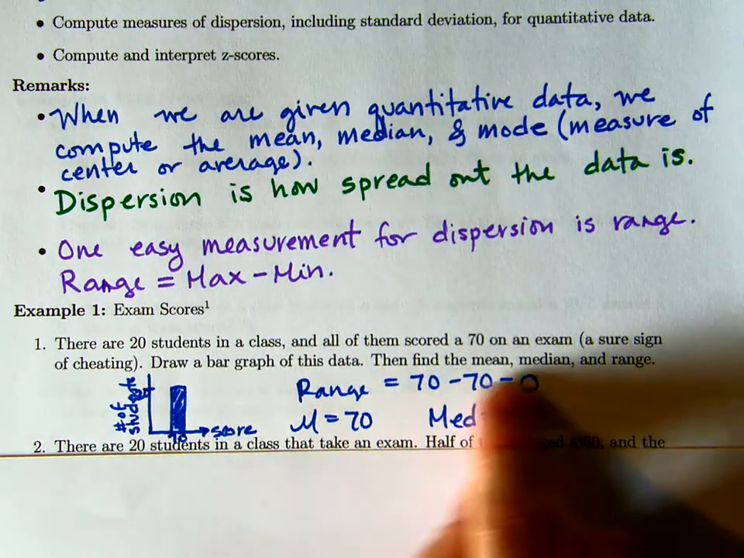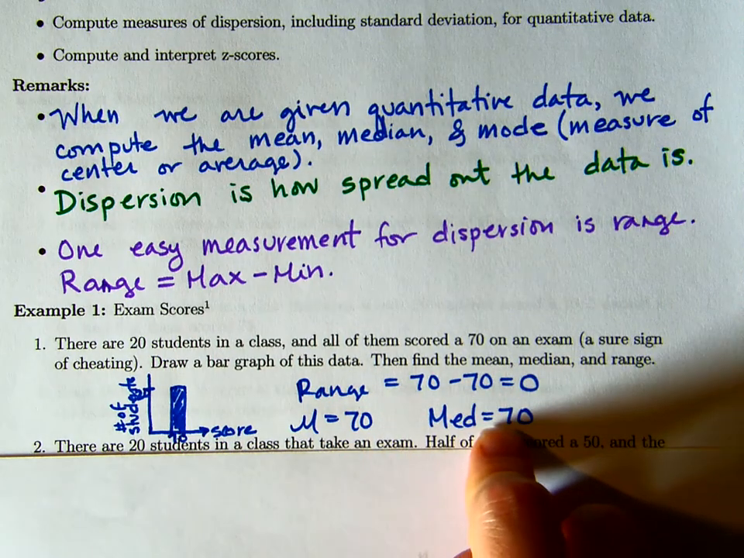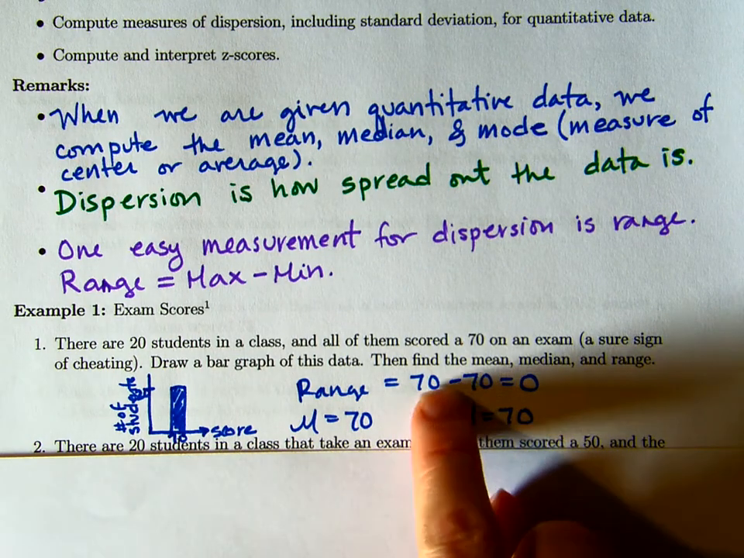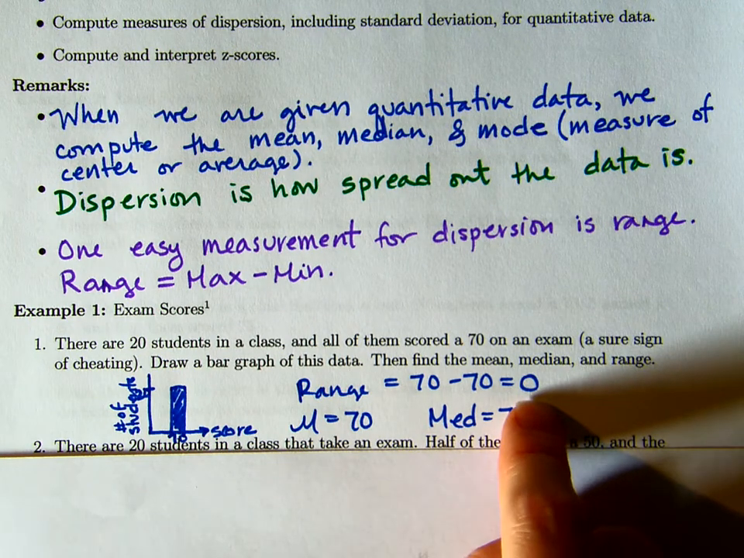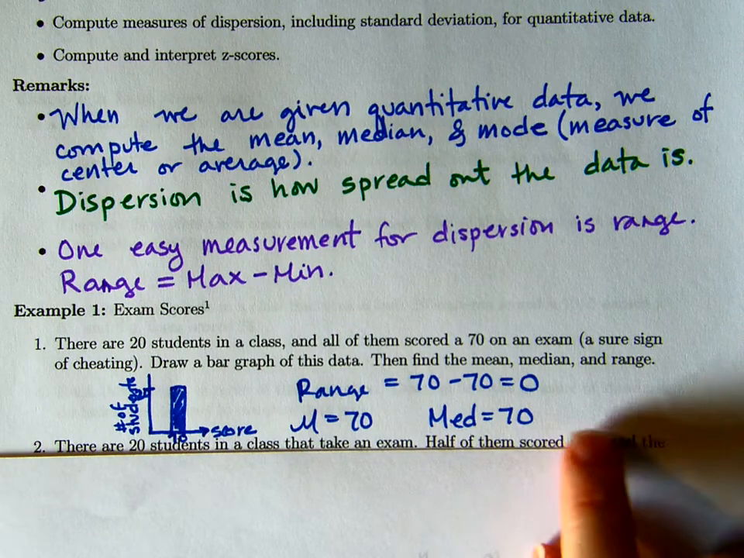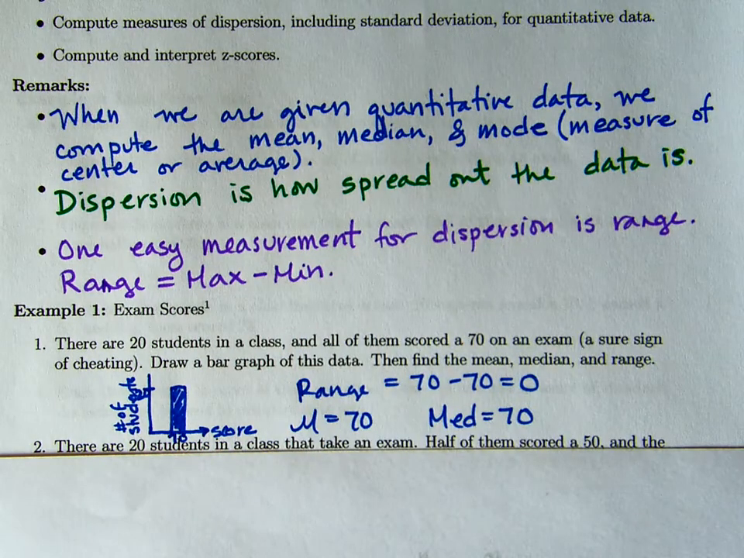And the range, so it says the mean and the median, so the averages were both 70, as we saw. But the range, so between the lowest and the highest, there was no point difference between the lowest and the highest because everybody scored a 70. So this is very telling about how spread out the data is. Well, there was no difference between the high and the low.